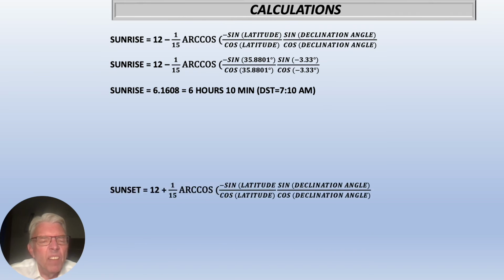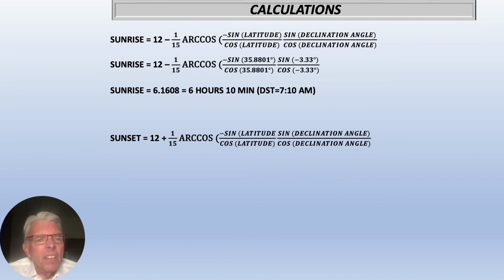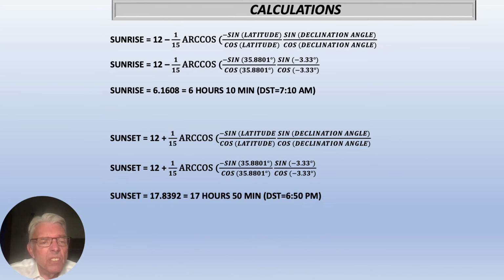You add an hour. For sunset, the only difference is we add the 1/15 instead of subtracting it. And when we plug in those numbers, then we get 17.8392, which is 17 hours and 50 minutes. And you add 1 hour to that, and you get 6:50 p.m., okay?